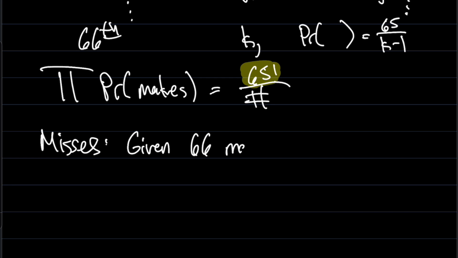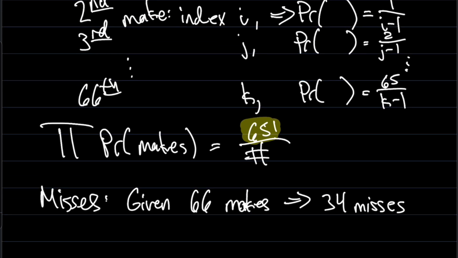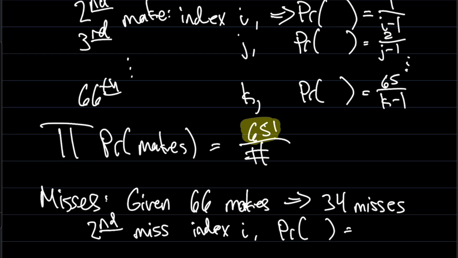66 makes, this implies 34 misses, just 100 minus that. So one of them, again, is fixed because of where we started. So then we'll just look at our second miss. And it's going to be the same exact thing. So if we say it's index I, then the probability of it is going to be 1, because we've only missed 1 so far, divided by I minus 1.